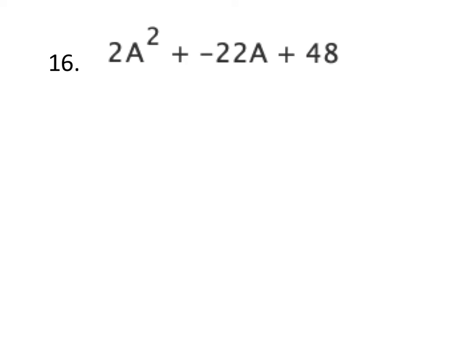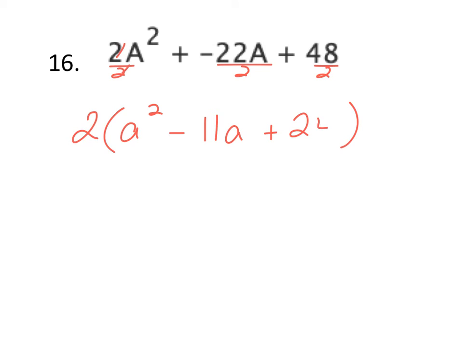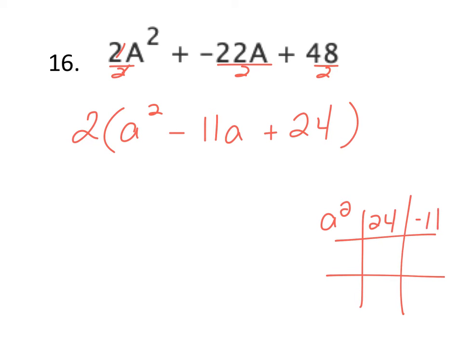Here's 16. Looking for a GCF, it looks like I can factor 2 out of everything. There's not an A squared in all 3, so I'm just going to divide by 2. Gives me A to the second minus 11A plus 24. For the remaining trinomial, I'm going to set up my tic-tac-toe board. Factors of A squared are A times A. The fact that this has a positive 24, we're going to do a negative times a negative because the signs have to be the same and then they're both negative.